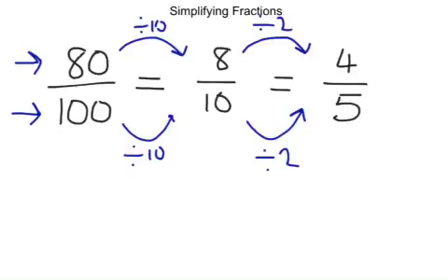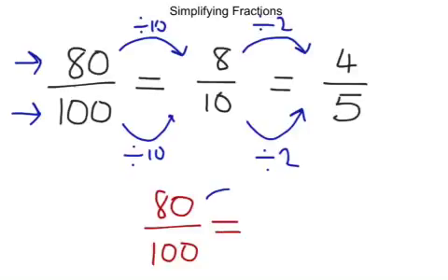And now there's no number apart from 1 that easily goes into 4 and 5. So I can say that I've simplified that fully. Notice if it started 80 over 100 again, you might have noticed at the very start that 20 goes into 80 and 20 also goes into 100. So if you divide top and bottom by 20 to start with, then 80 divided by 20 is 4, 100 divided by 20 is 5.